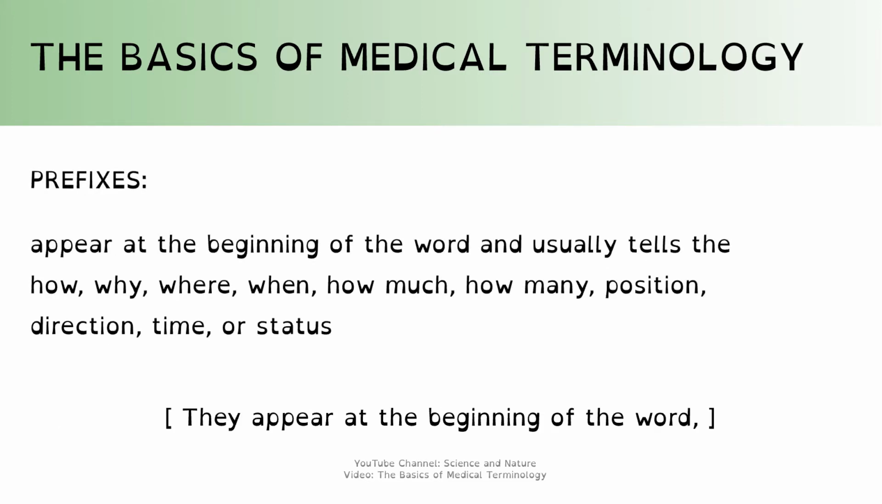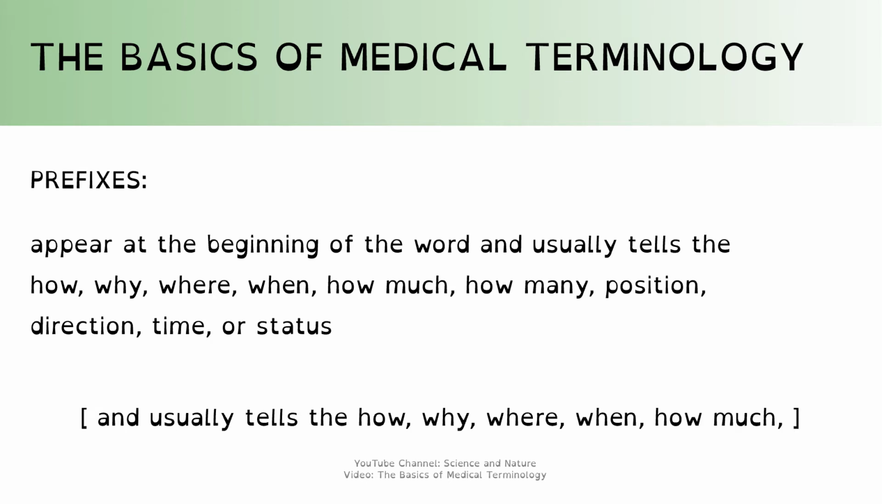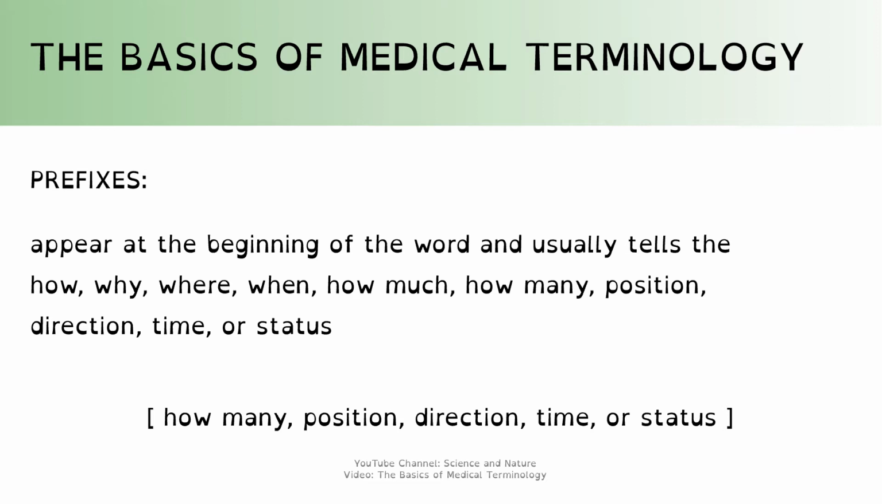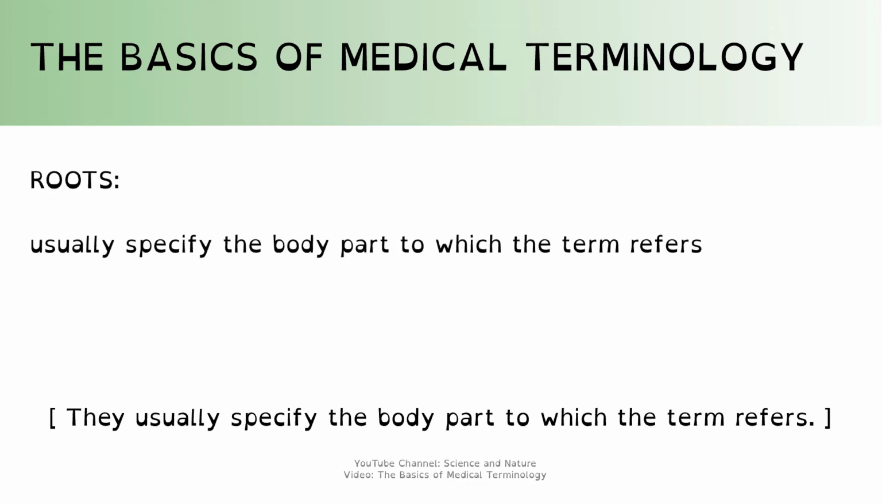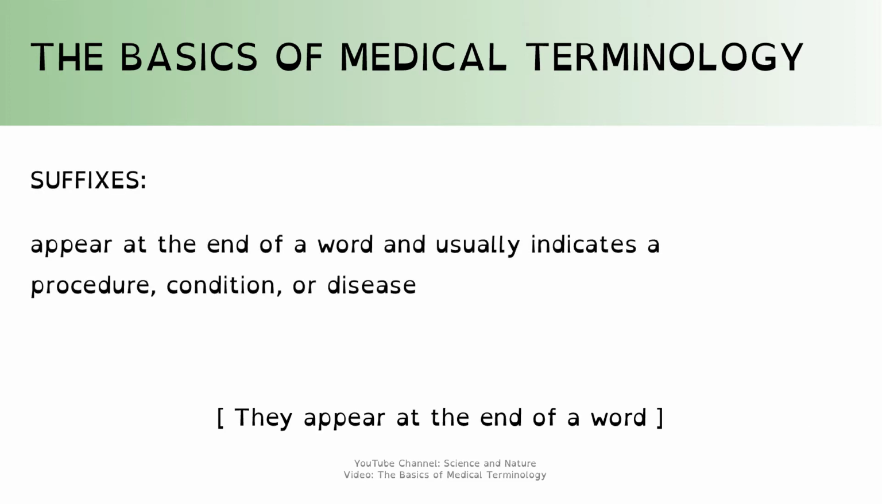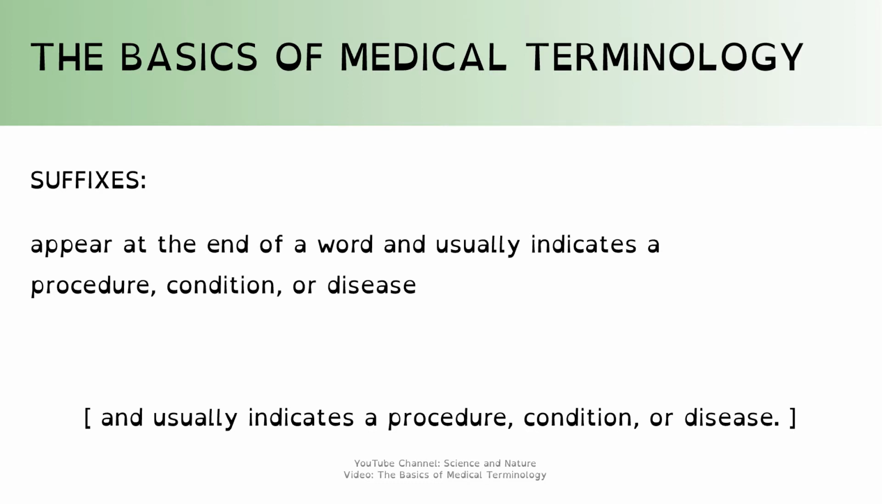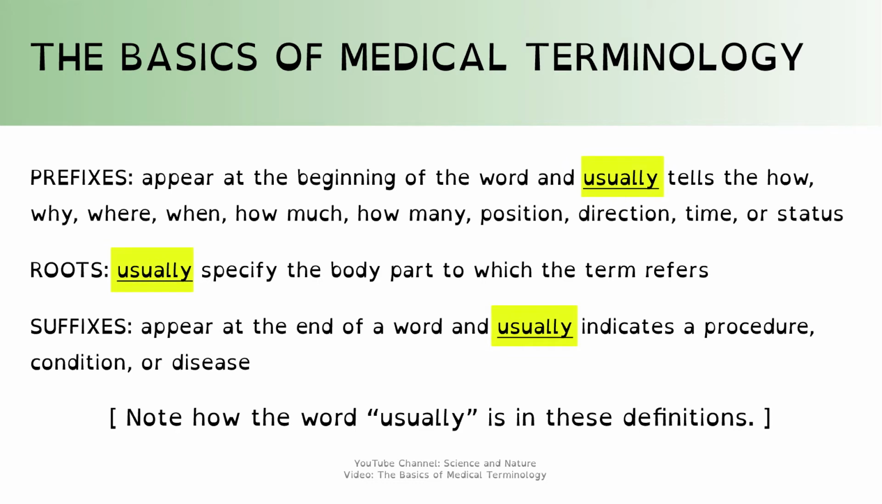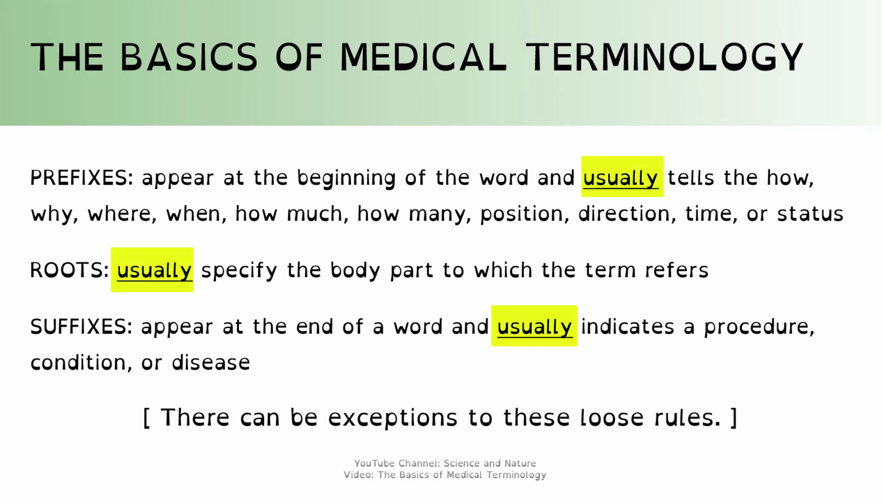Medical terms are made up of the following word elements. Prefixes. They appear at the beginning of the word and usually tell the how, why, where, when, how much, how many, position, direction, time, or status. Roots. They usually specify the body part to which the term refers. Suffixes. They appear at the end of a word and usually indicate a procedure, condition, or disease. Note how the word "usually" is in these definitions. There can be exceptions to these loose rules.